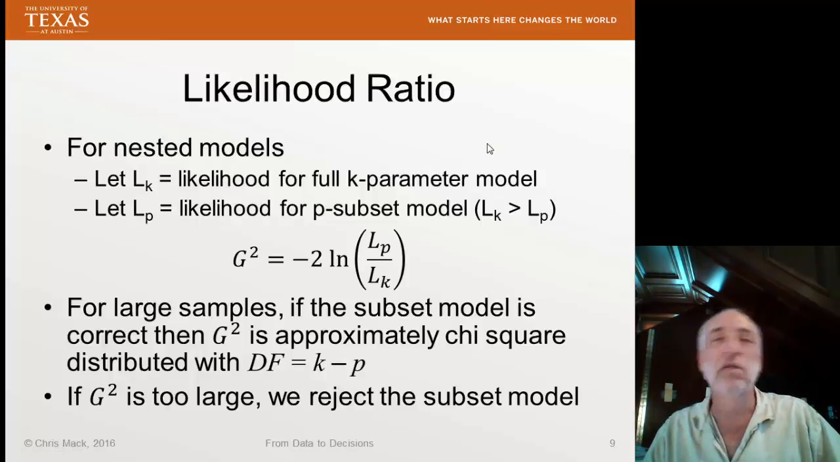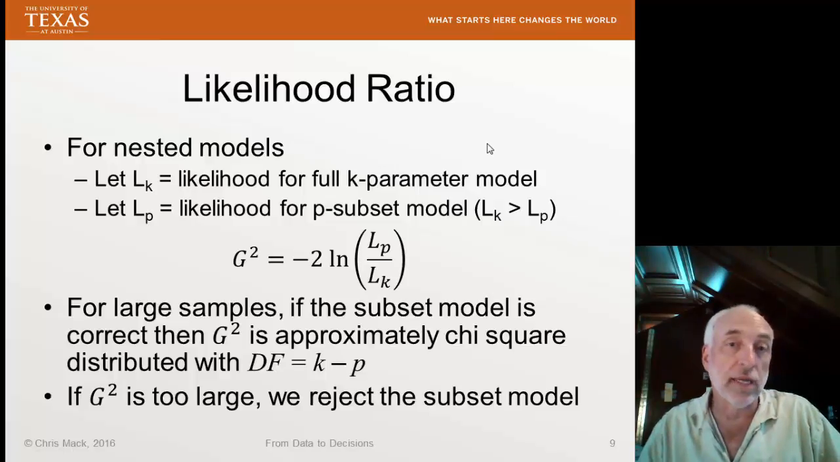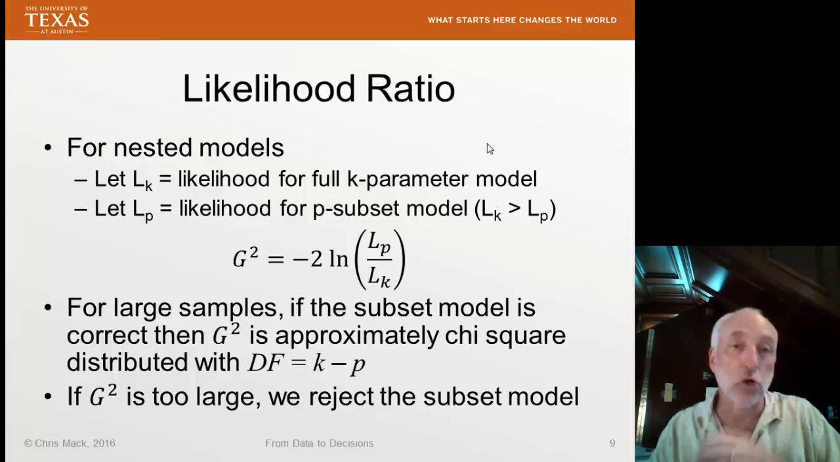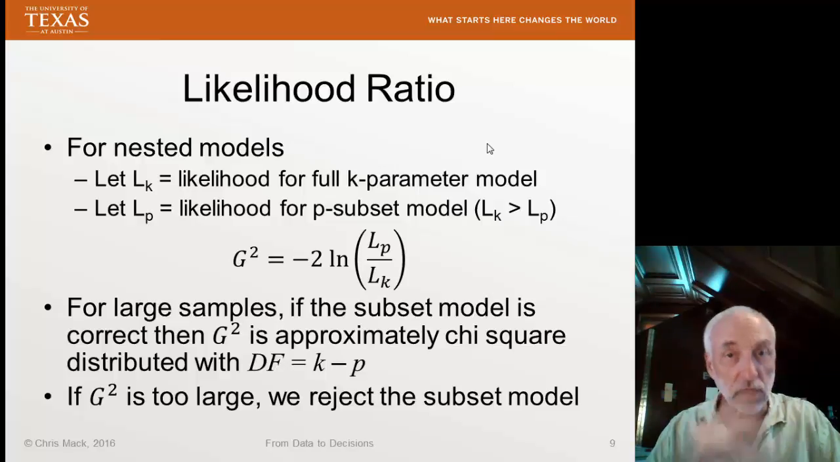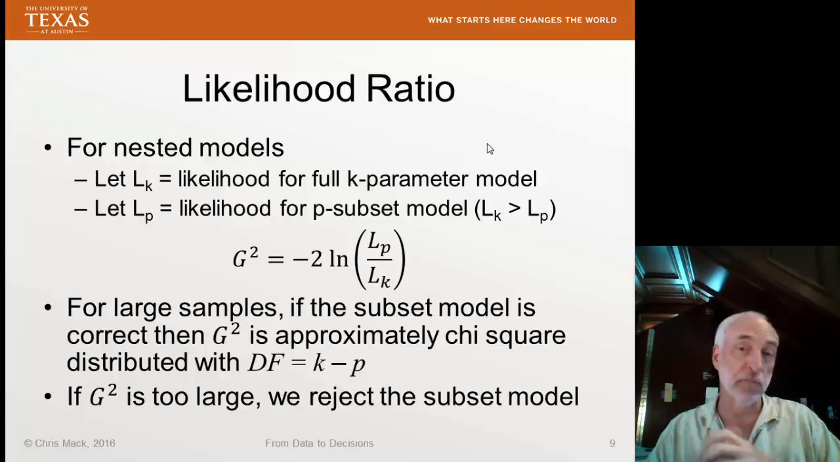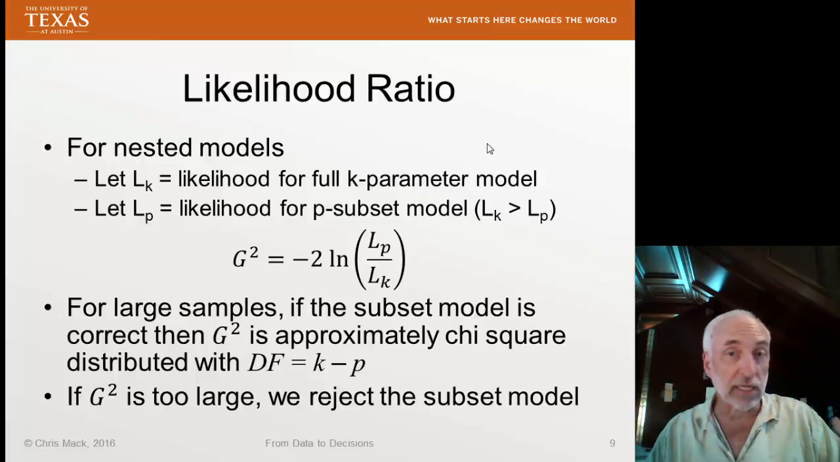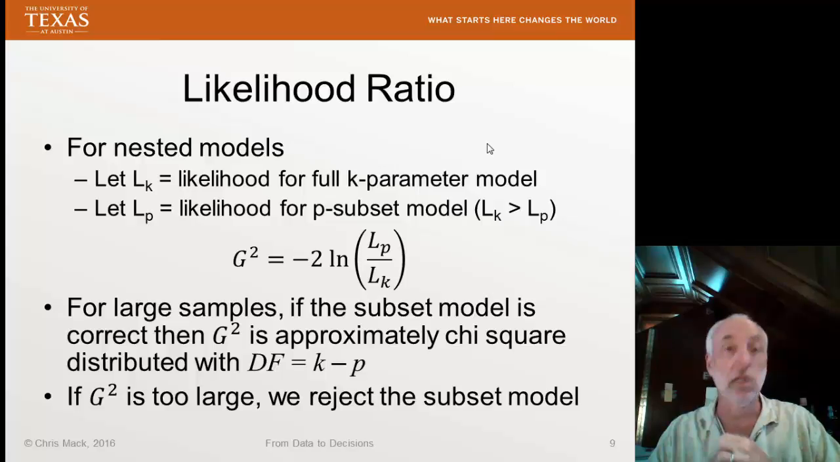This is our third test for a subset model, or sometimes called a nested model, the likelihood ratio. Well, we can create a likelihood by calculating linear regression for the full k parameter model, and then we can calculate the likelihood for the p subset model. Well, the likelihood for the full model is going to be greater than the subset model every time.